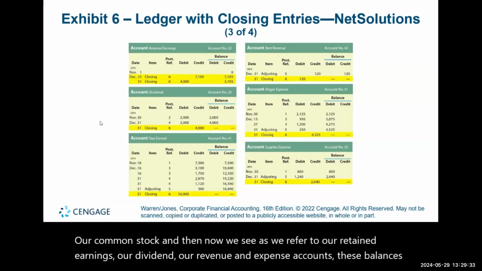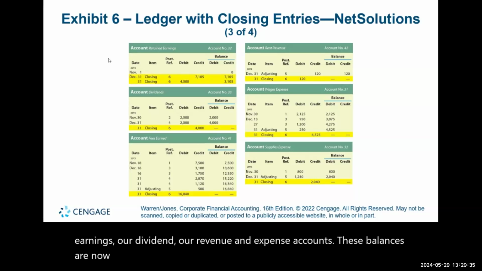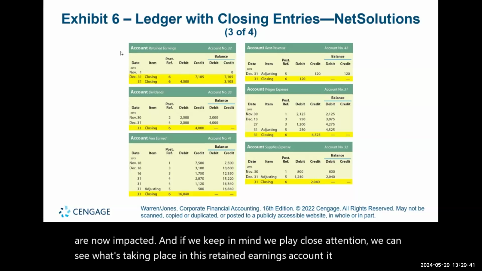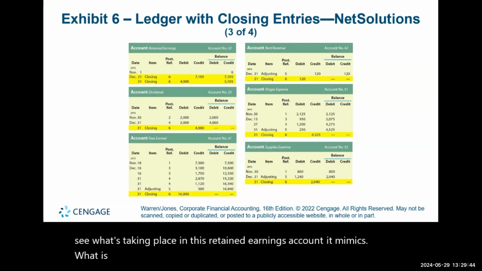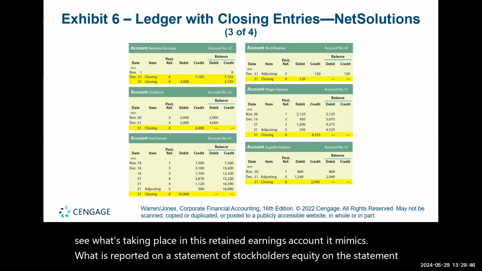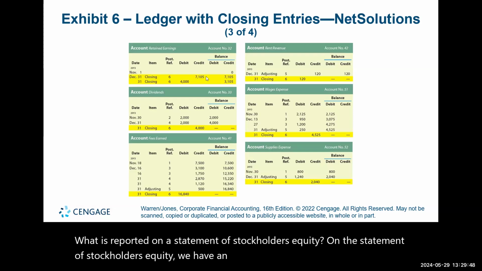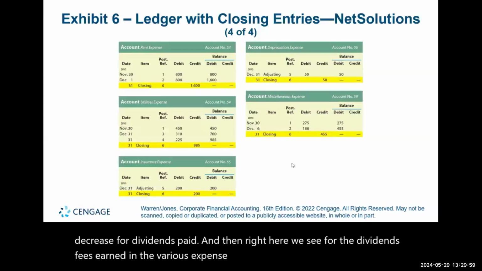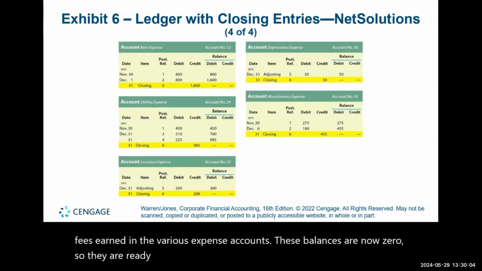These balances are now impacted. If we pay close attention, we can see what's taking place in this retained earnings account. It mimics what is reported on the statement of stockholders' equity. On the statement of stockholders' equity, we have an increase for net income, and we have a decrease for dividends paid. And then right here, we see for the dividends, fees earned, and the various expense accounts, these balances are now zero, so they are ready for the next accounting cycle.